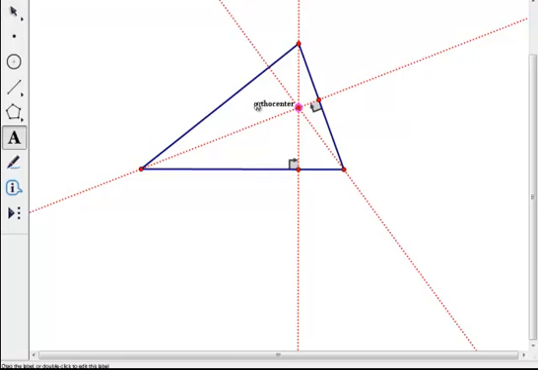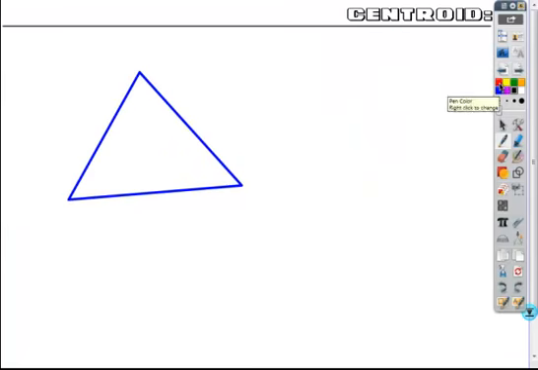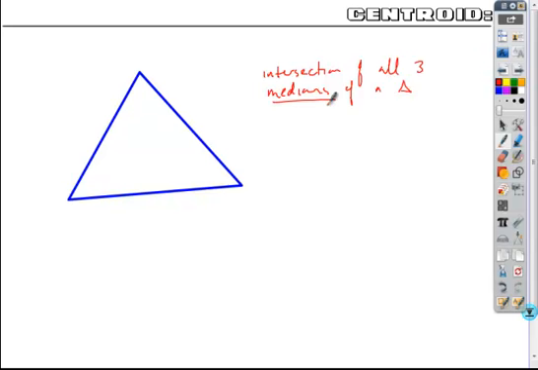And like I said, there's nothing else that we're going to be doing with this other than identifying that this is connected to the point of concurrency of all three altitudes. That is the centroid. The centroid is the intersection of all three medians. And once again, a median is defined as the segment connecting a midpoint to the opposite vertex.